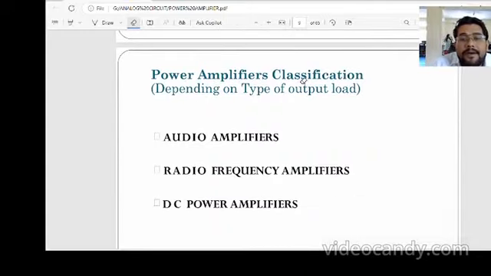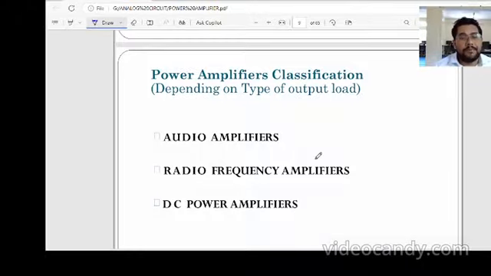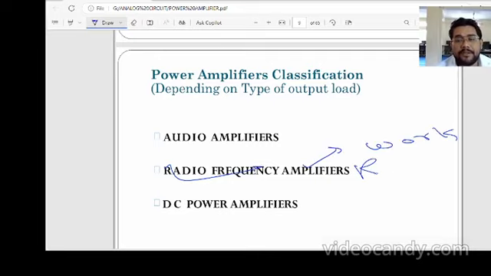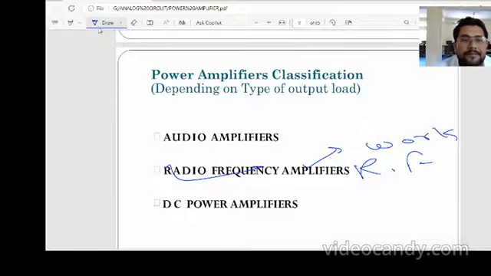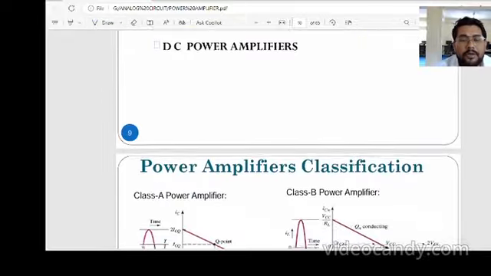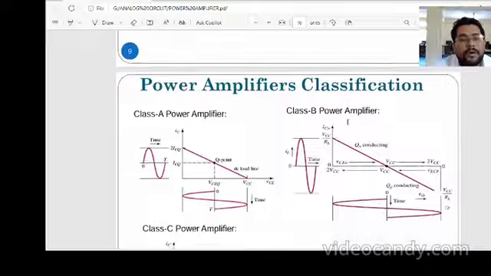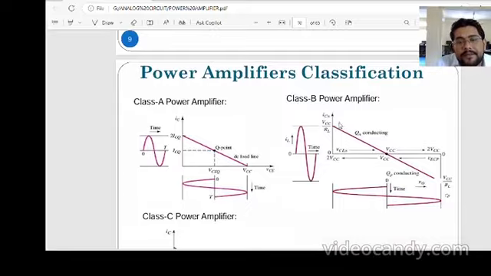Suppose the power amplifier classification: this is the audio amplifier. First is the audio amplifier, then the radio frequency amplifier, which works on radio frequency, RF, a very high range of frequency. Then there is the DC amplifier, the amplifier which amplifies DC power. We will see the classification of power amplifiers one by one, how the power amplifier can be classified.